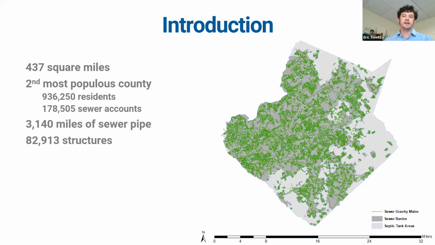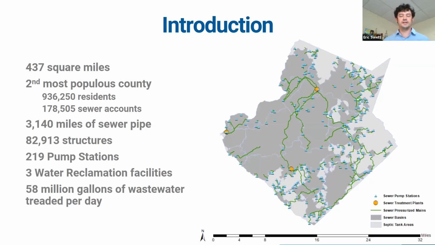The lighter shaded area on the map that you see on the right are septic tank areas, so we don't have sewer coverage on those parts of the county. And in addition, there's around 82,000 sewer structures for us to maintain as well, so a very large sewer system. We also maintain 219 pump stations, which essentially get the sewage to our 3 wastewater treatment facilities, where collectively we treat approximately 58 million gallons of wastewater per day.